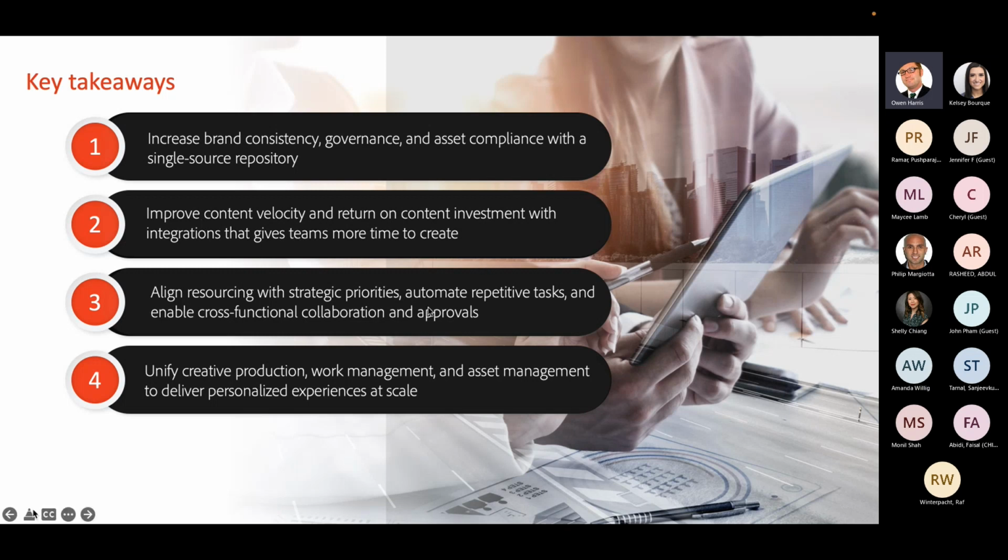Strategic priorities, that's again where automating repetitive tasks via content automation. Cross-functional collaboration, we can make these collections that I just created available for review via the link share functionality. But it's really about unifying the production management of the work, that's Workfront, and the assets. You just want to be able to deliver personalized experiences in an omni-channel manner at scale based on who's consuming it with the best possible asset. So that's the key takeaways today.